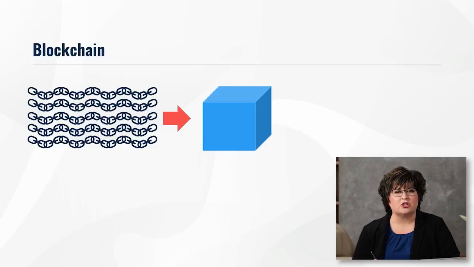Now let's switch to the term block. A block is the current part of a blockchain. It records some or all of the recent transactions and becomes a permanent database in the blockchain.